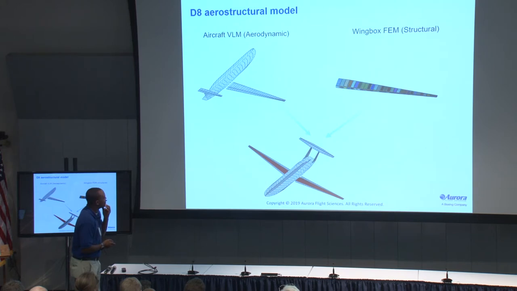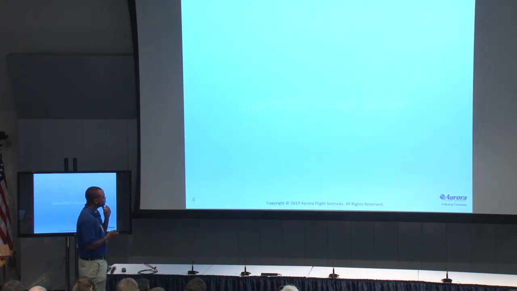We neglect all the other structural components, like the empennage and fuselage. For the purposes of the aeroelastic study, we assume that those are rigid. We're really more interested in the aeroelastic effects on the wing for this work.